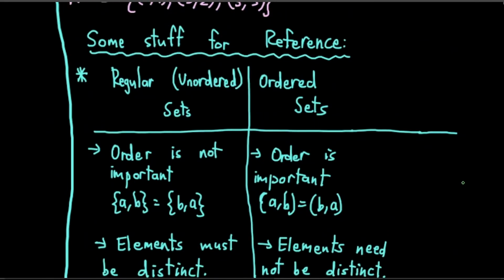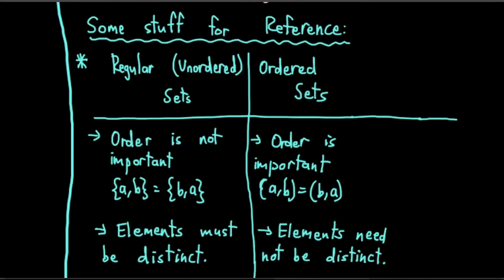And here's some stuff I've kept for reference. The difference between regular sets, the curly bracket sets, more notationally known as unordered sets, and ordered sets, is this. In unordered sets, order is not important. Curly brackets {a, b} is the same as curly brackets {b, a}. However, in ordered sets, order is definitely important. So (a, b) is not the same as (b, a), right?